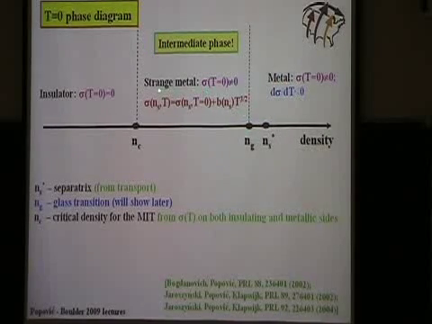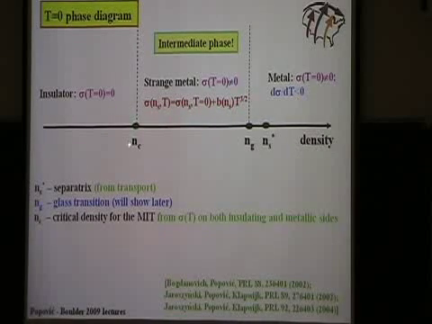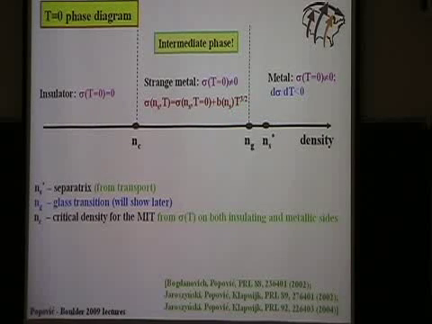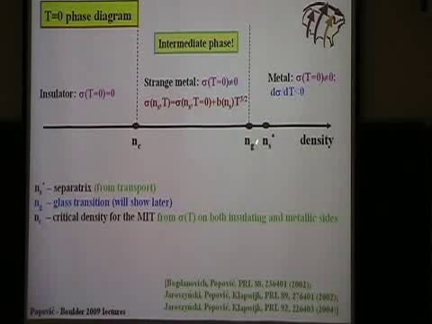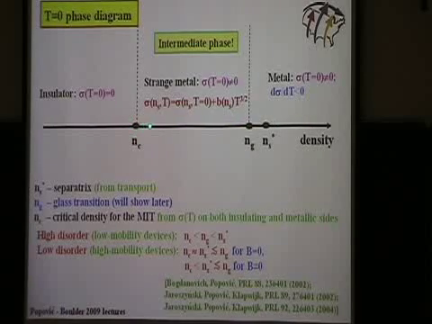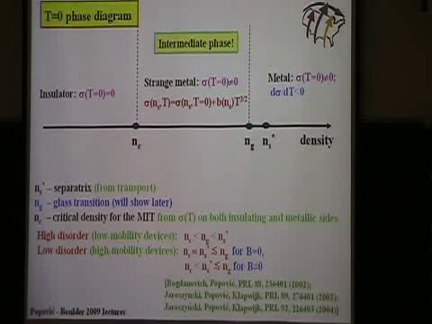We find that there is a range of densities above the metal-insulator transition where the temperature dependence of conductivity has this non-Fermi liquid-like behavior. Some people call it a strange metal or a bad metal because k_F l is less than 1. Again, I'll show later that the glass transition takes place here. So this is this intermediate glassy phase, and in high mobility samples, all of these densities merge. In other words, the intermediate phase essentially disappears in zero magnetic field.